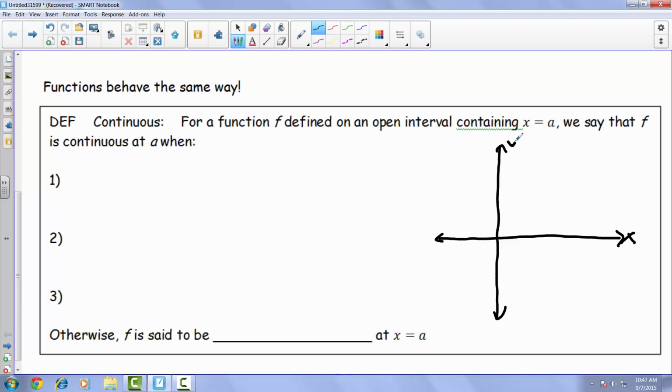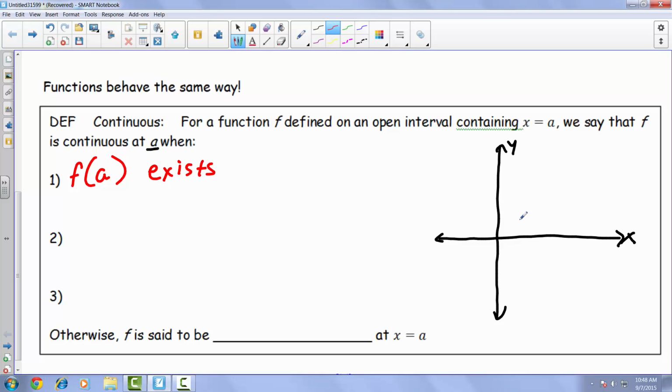All right. So for a function f, it's supposed to be defined on an open interval, and what this is simply saying is that x could be any particular a value. So this a value can actually change depending on where you're at for your function. And we say that f is in fact continuous specifically at any a value when the first of the criteria happens to be when f of a exists to begin with.